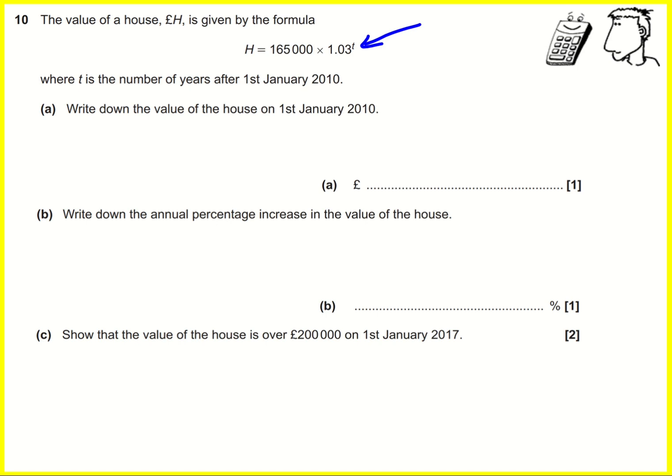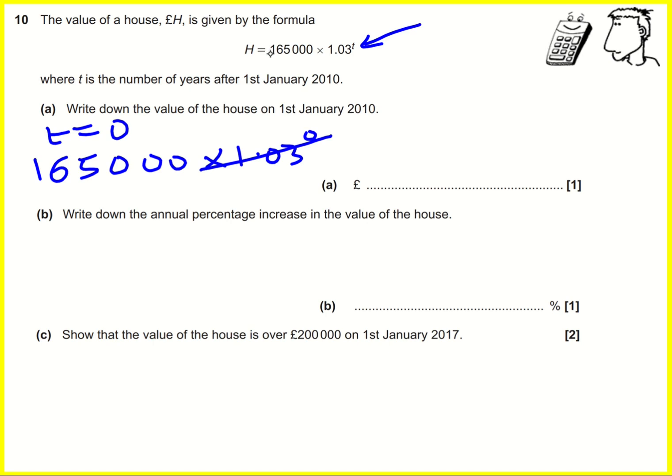Write down the value of the house on the 1st of January 2010. That's actually when T is equal to 0. So we could use our calculator for this if we wanted to, but I'm going to do it without. It's going to be 165,000 times 1.03 to the 0. This in fact is equal to 1, and I can just ignore it. And actually it turns out for this sort of equation, the starting value will be the constant in front of it. So it's just 165,000.